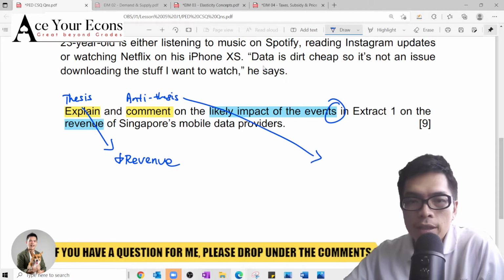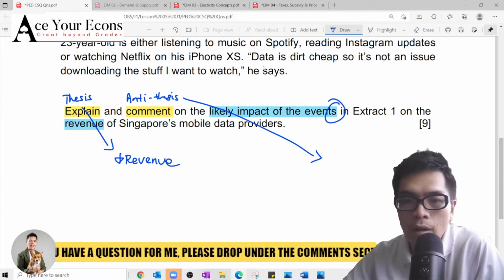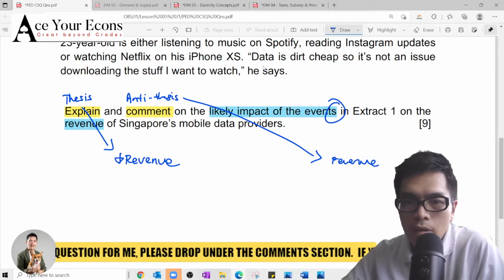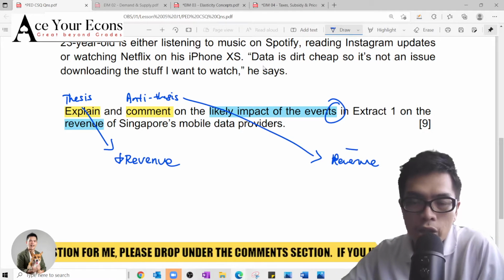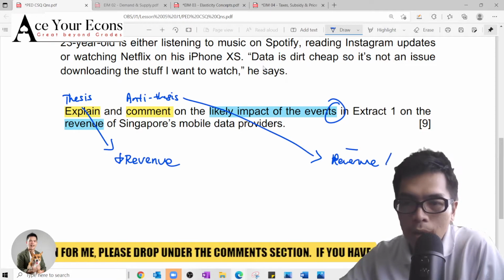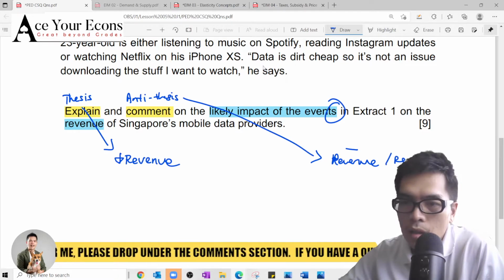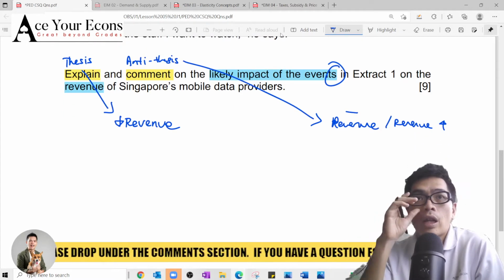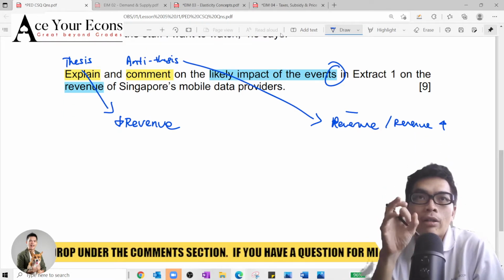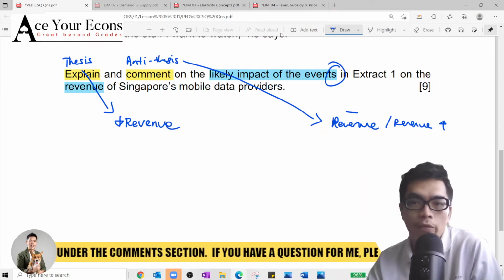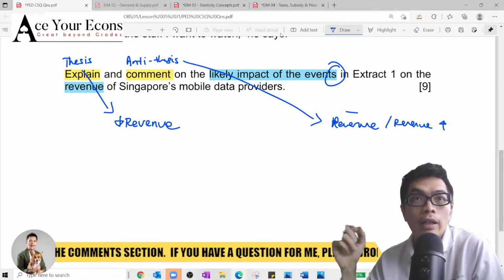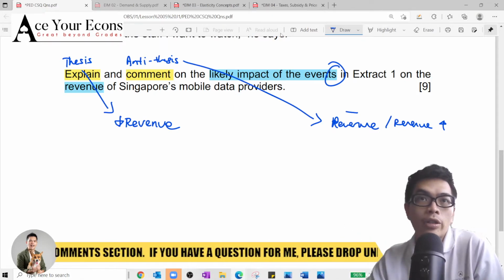Our antithesis, we want to state how revenue will remain unchanged or it may even go up. So this is how we form a thesis and antithesis. Okay, we need to identify what is our thesis. Antithesis will be the opposing view. Clear, everyone? And the thesis can always be found from the question easily.